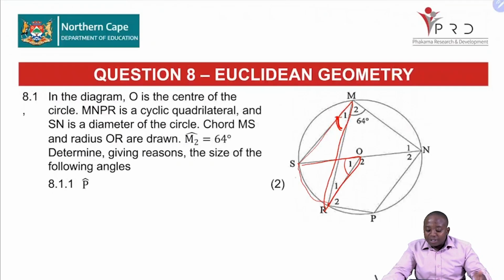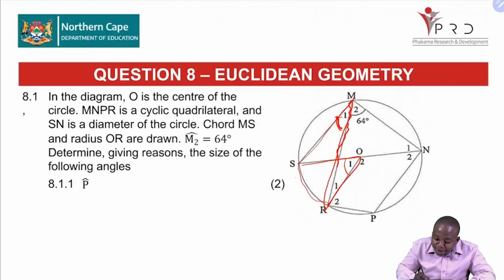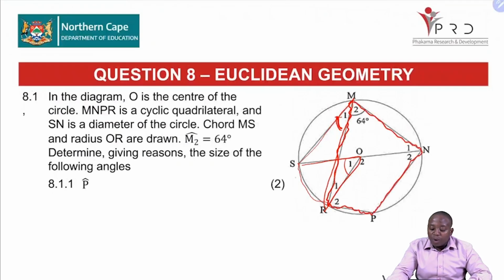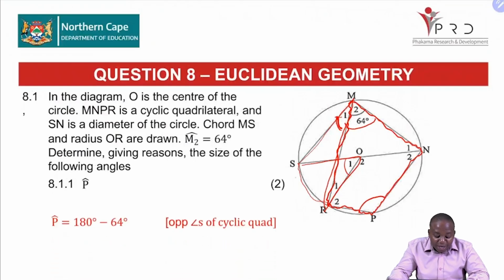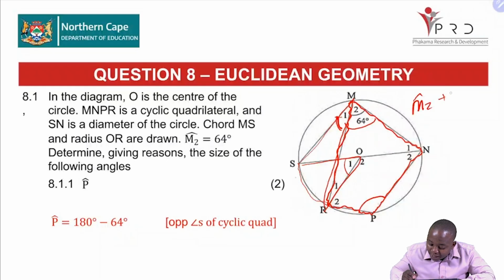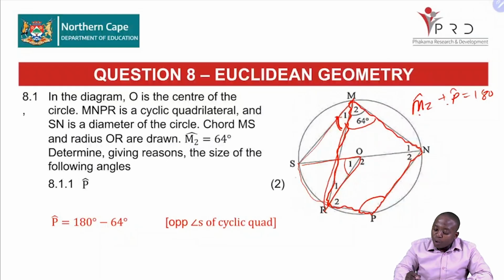Determine, giving reasons, the size of P. Where is P found? If we remember well, it was found in our cyclic quad. So P and M2 are the opposite angles of a cyclic quad. So we can say M2 plus angle P is equal to 180. And what is the reason? The opposite angles of a cyclic quad are supplementary. They add up to 180.